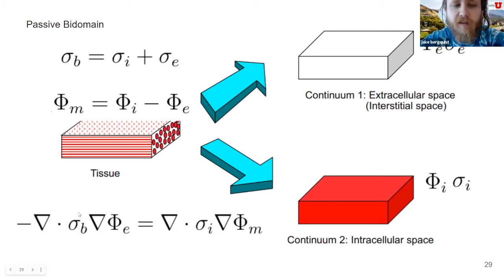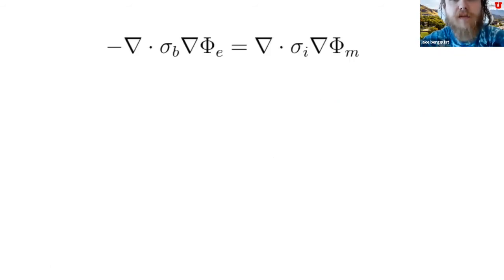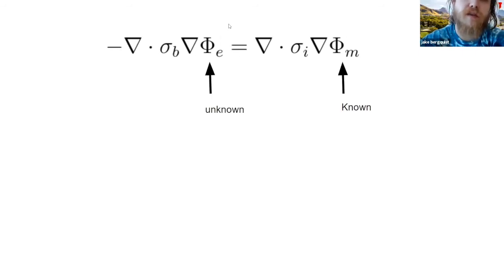And what this is essentially saying is the current leaving one domain must enter the other domain. So any current that leaves the intracellular space goes into the extracellular space and vice versa. And so using this representation, we can solve the forward problem where we know transmembrane potentials and we want to solve for the extracellular potentials throughout the heart. This can also be extended to solve for extracellular potentials throughout the torso as well.